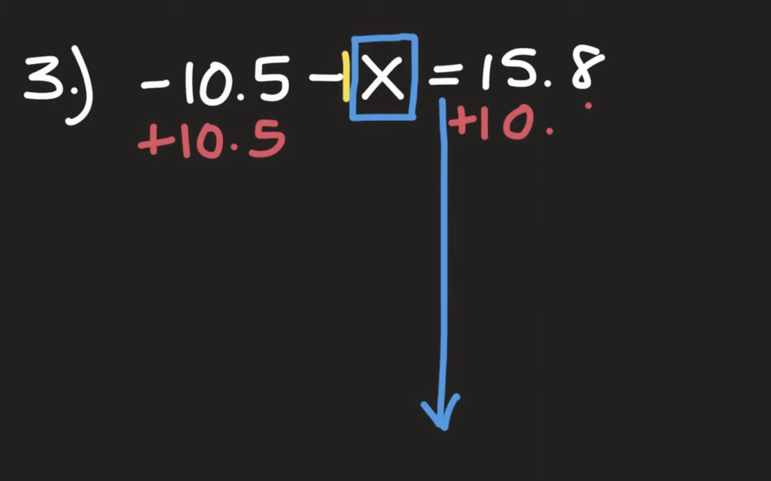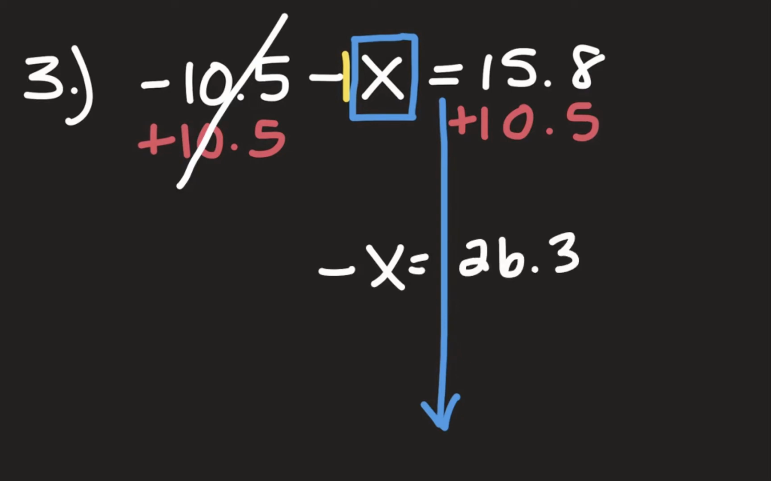When we add or subtract decimals, we line up our decimal points. So we are left with -1x, which we can just write as -x equals 15 8/10 plus 10 5/10. Use your calculator if you would like to. That's going to give us 26 3/10.